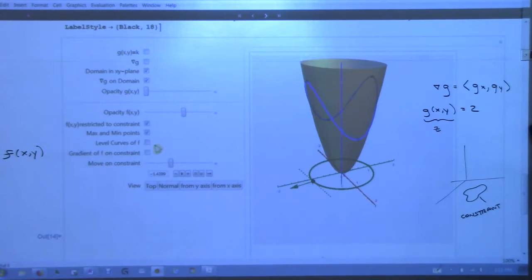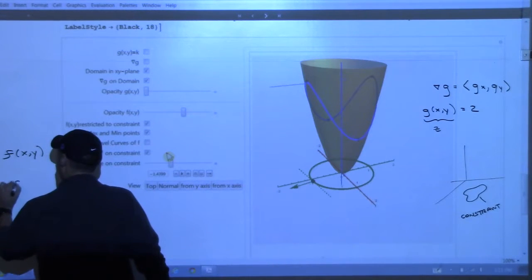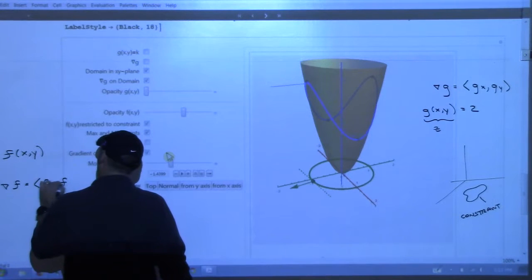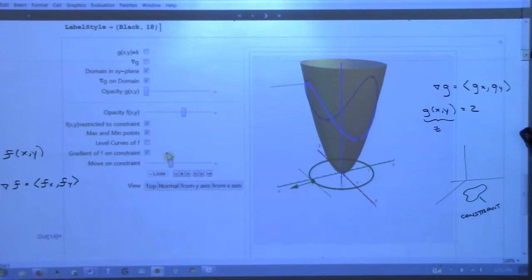Now I'm going to compute the gradient of f. Okay, so now I'm looking at the gradient of f, and that's the partial of f with respect to x, partial of f with respect to y. All right? Got it? And so along this curve, let me start moving somewhere.